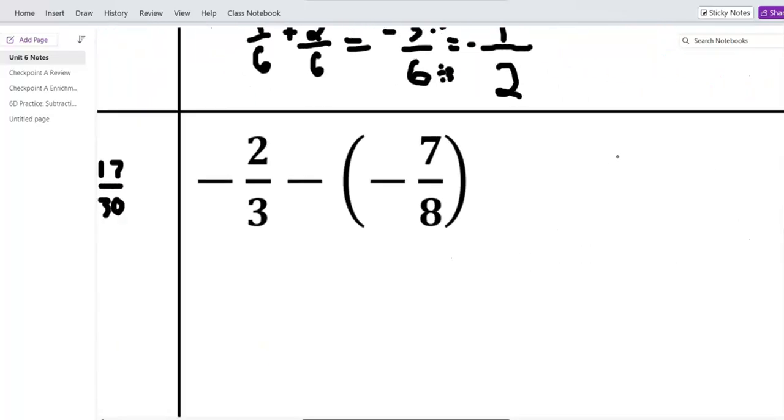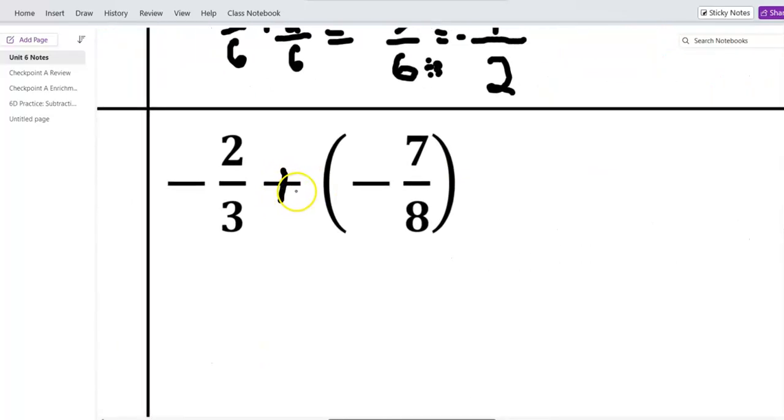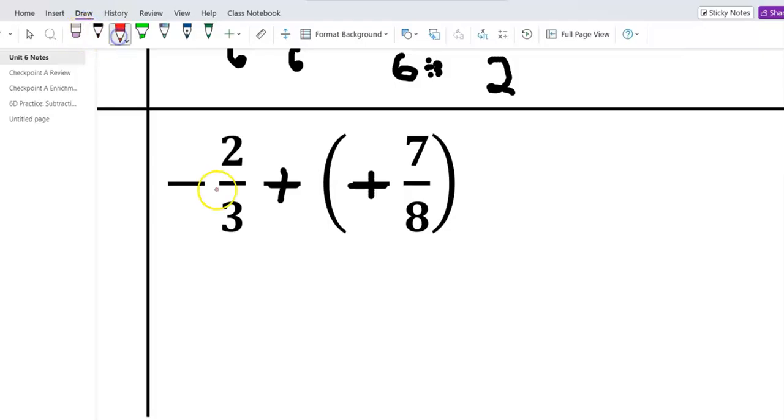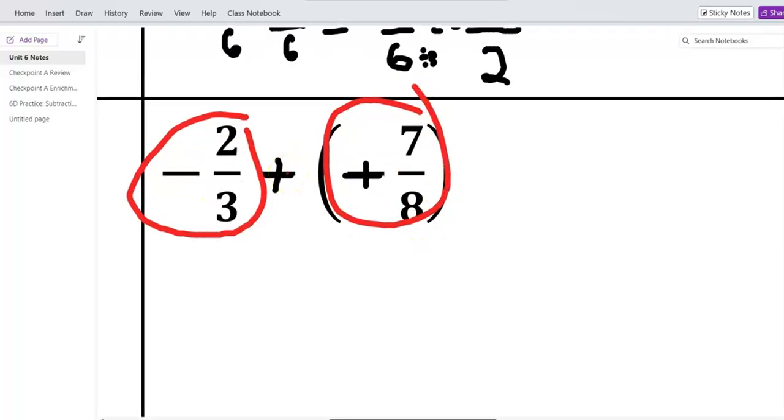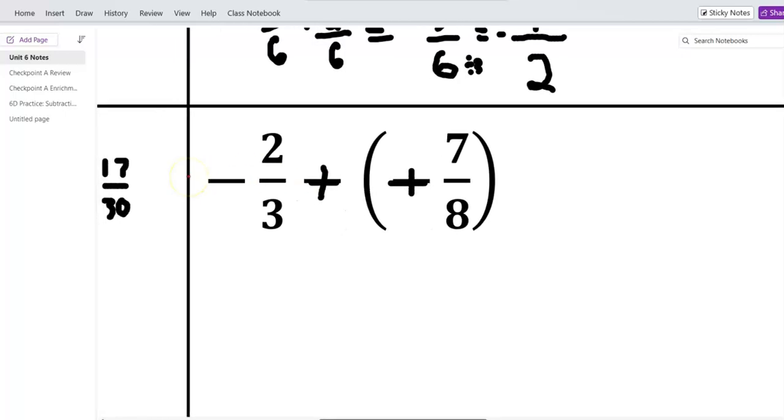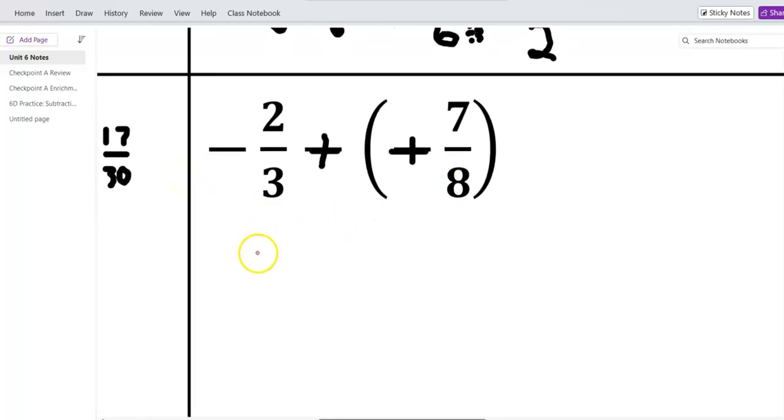Last problem. Hopefully we noticed that we need to bloop this or add the opposite, KAO, however you want to say it. And so now we can go ahead and circle up the number and the sign in front of it. And I can see these are different signs. Now we do need to get common denominators. Actually, I'm getting a little ahead of myself. So we need common denominators.